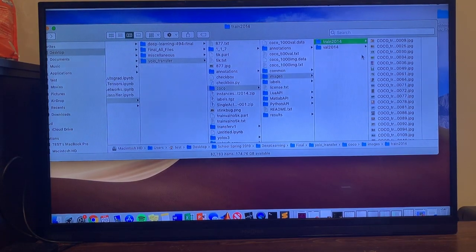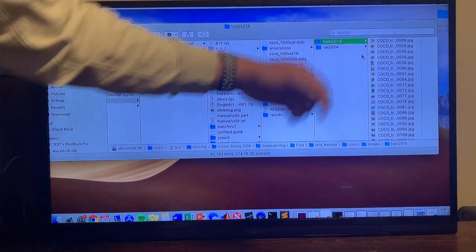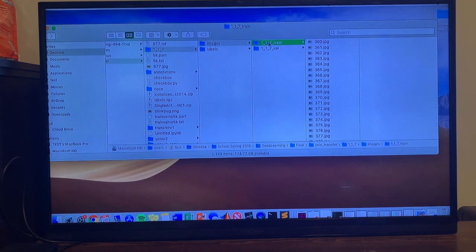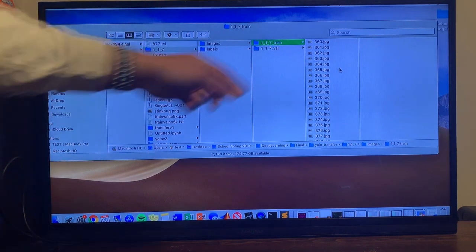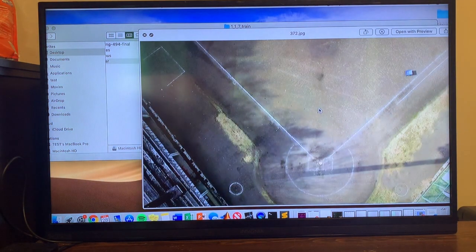So here's the COCO data set that the network is pre-trained on. You have images and labels, training and validation sets. Here's the list of images that they have. And then what we transferred onto is this Okutama data set. We had to put everything in the same structure. Here are the images. So here's just an example image. And there are no people in that one.